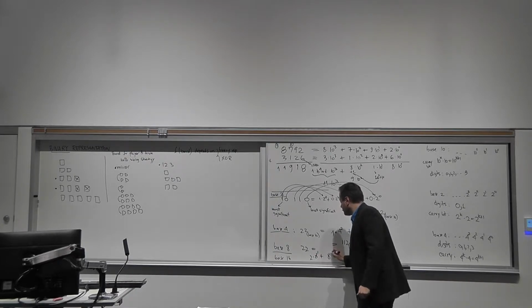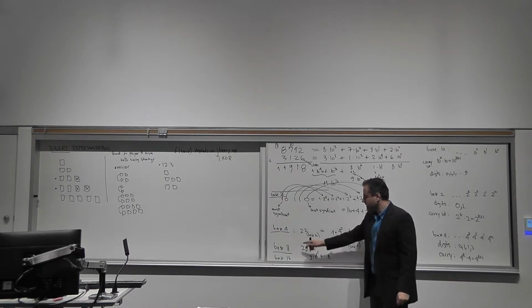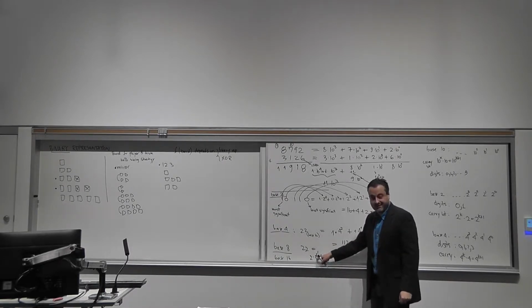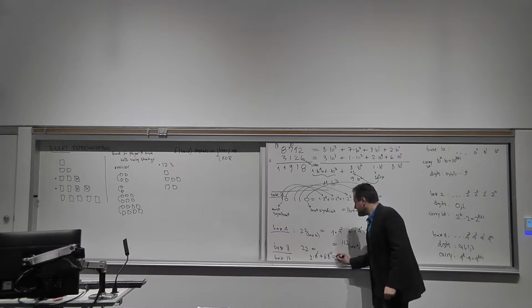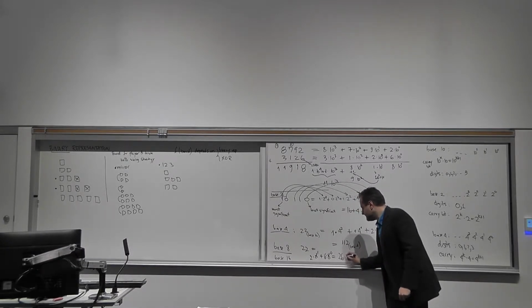And then it's 8 to the 0. How many 8 to the zeros, that is ones, I need to put in to get to 22? This is 16. I need a 6. So the representation in base 8 will be 26.